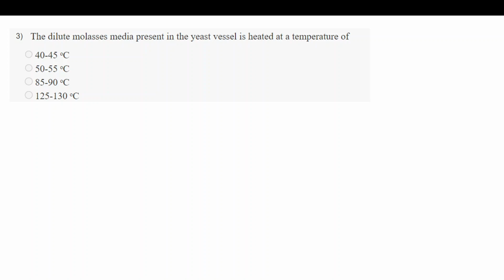Next is, dilute molasses media present in the yeast vessel is heated at a temperature of dash. Okay, so here that heating temperature is 80 to 85 to 90 degrees Celsius.